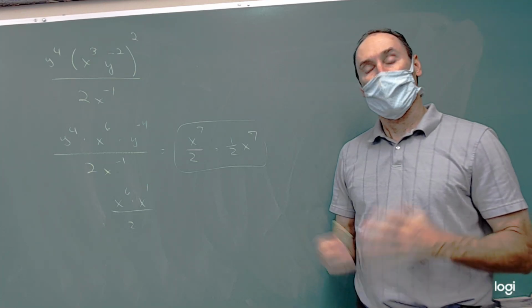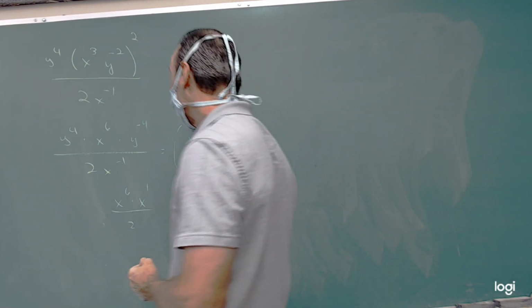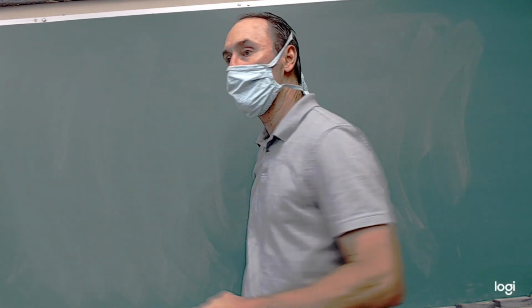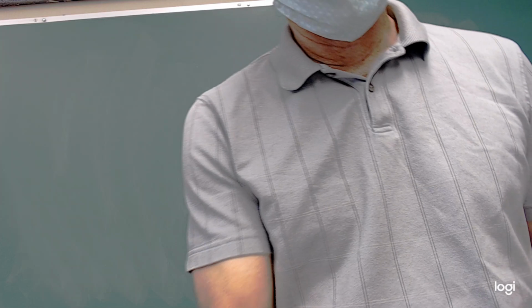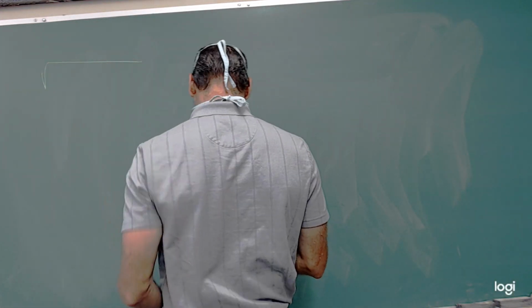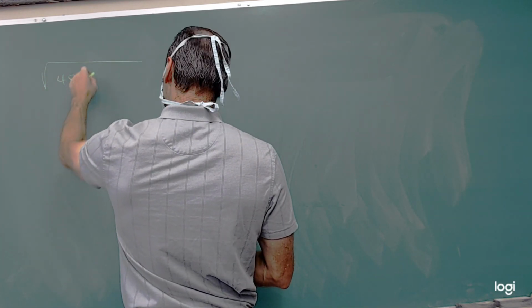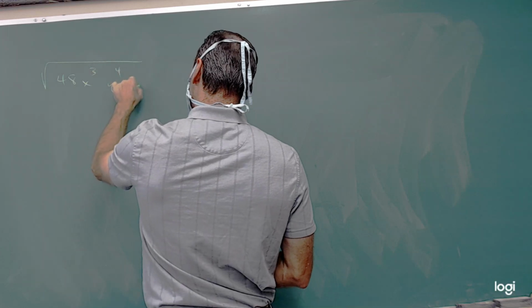Okay? Cool. So I'm going to do one together first before we bring the next group up, because I want to do one with radicals. We haven't really talked about that. And then I'll give you one to try on your own. So if we have, say, a square root of 48x to the 3rd, y to the 4th, z to the 7th.